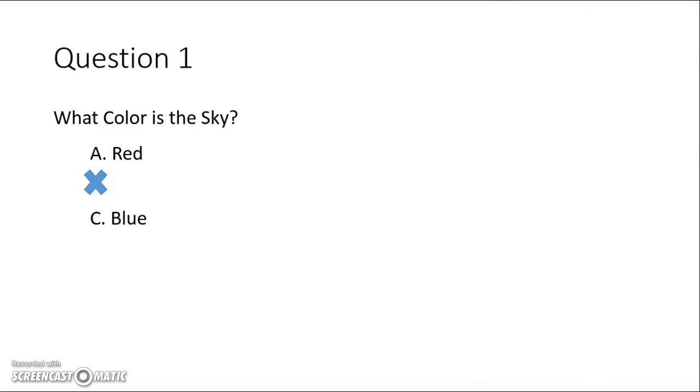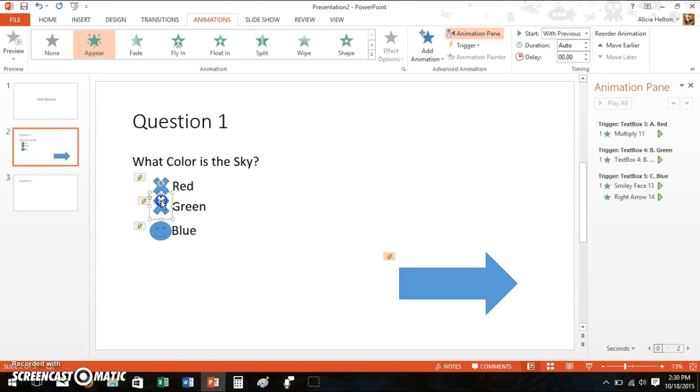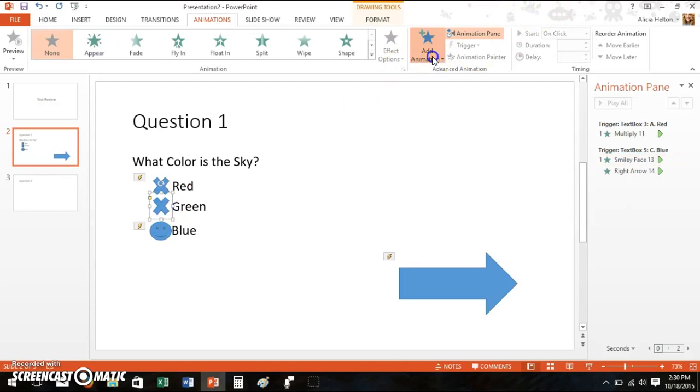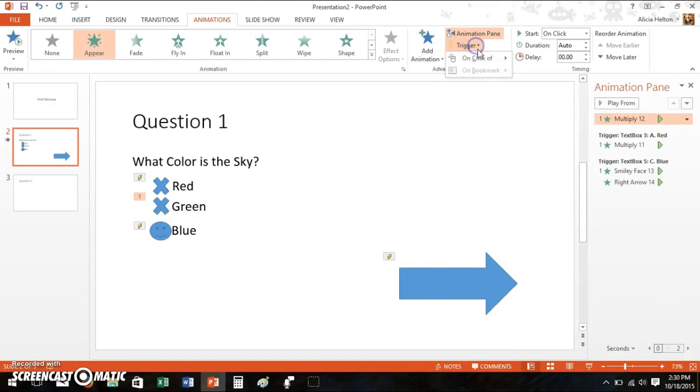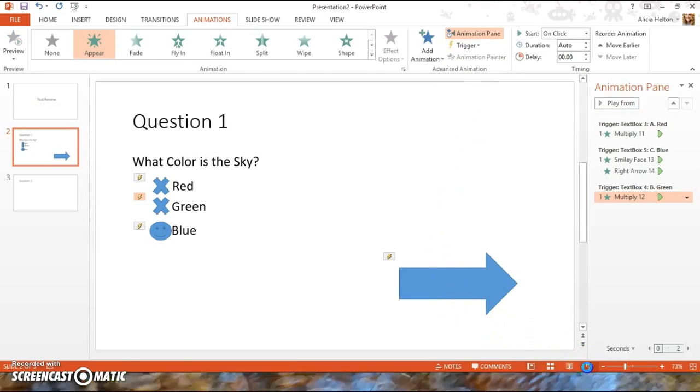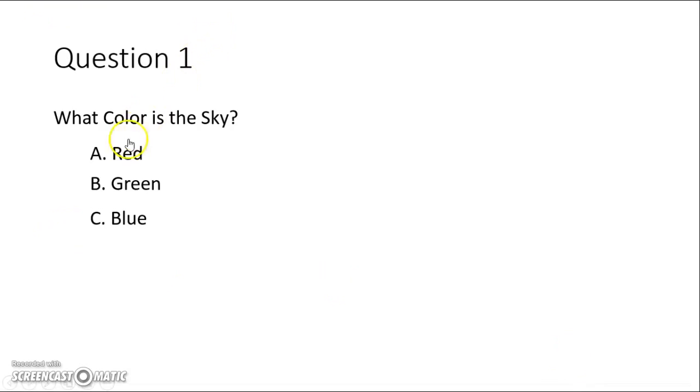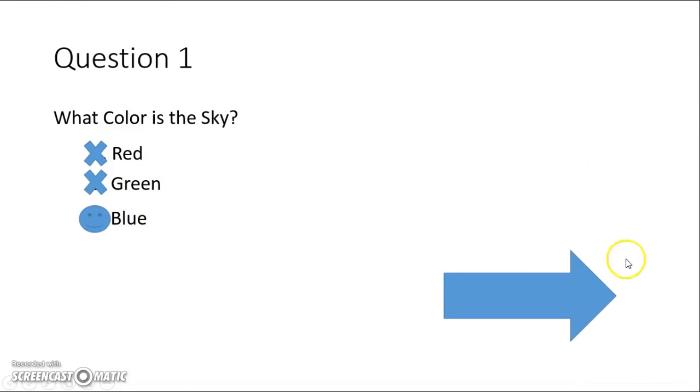So now if we test this, see, I did it wrong. You want to make sure the animation is on the shape, not the actual text box. See, they're kind of close, so it gets a little tricky sometimes. So we're going to do appear, and we want that to click when we do text box 4. Now if we show it up big, the student will click on red. No, it's not red. No, it's not green, but it's blue. So yay, you got the link, and you can go to the next question.